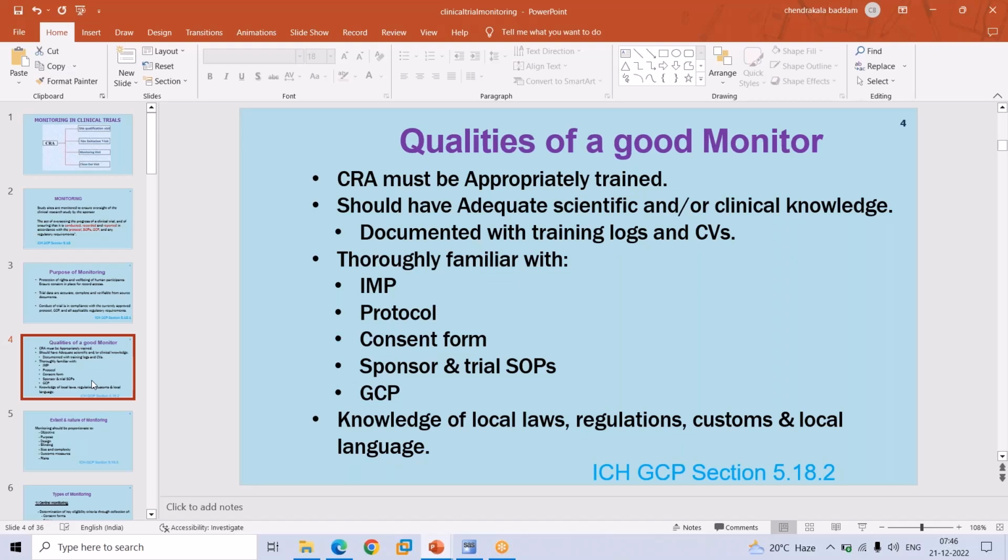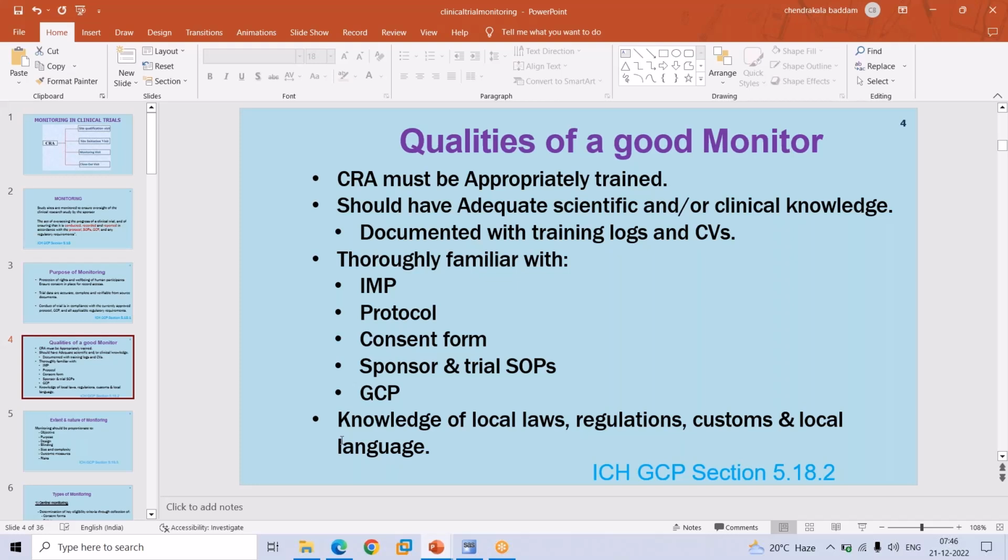Monitors should be thoroughly familiar with these concepts. They must have knowledge of the product. What is IMP? IMP is an investigational medicinal product. It is also called IP, investigational product. So they should be thoroughly familiar with the product and all these concepts.